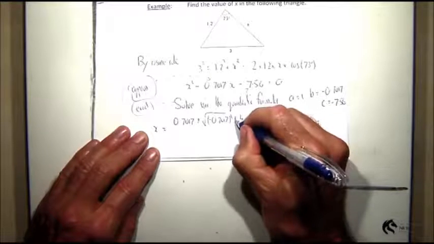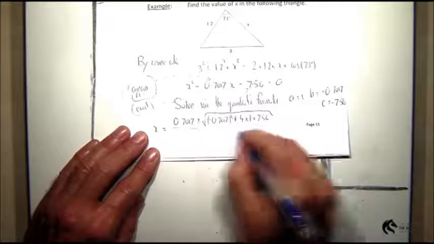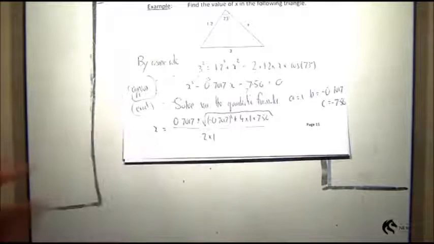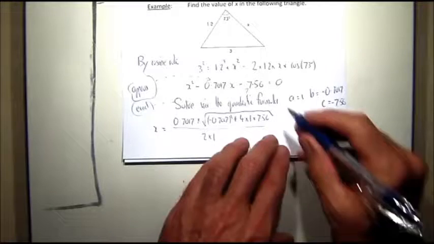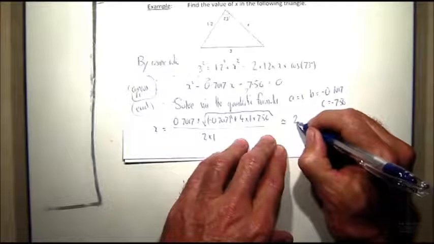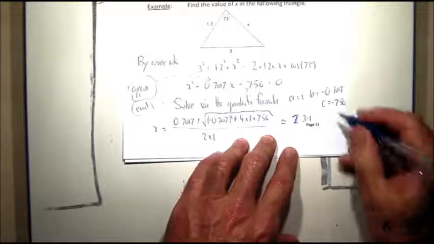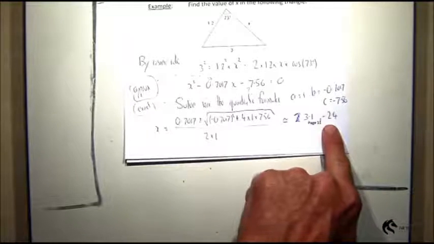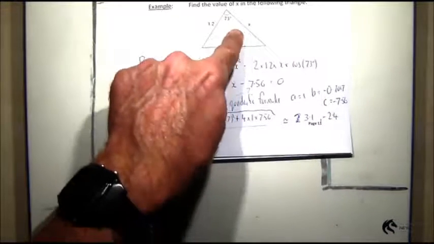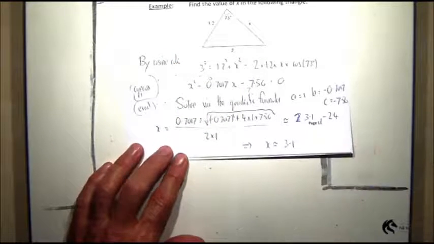Now I'm going to turn that into a plus because my c was negative. Make that go all the way there. All over 2 times 1. And you get two answers. And I'll just write them. I've got 3.1 to 1 decimal place and minus 2.4. Clearly we're not interested in the negative answer in this case because I know x isn't negative, and so we conclude out of that that x is approximately 3.1 in there.